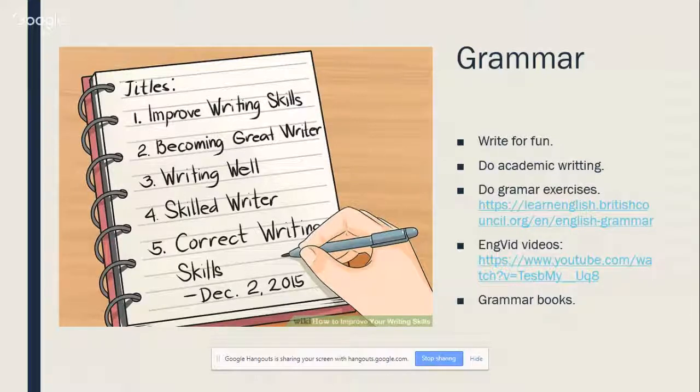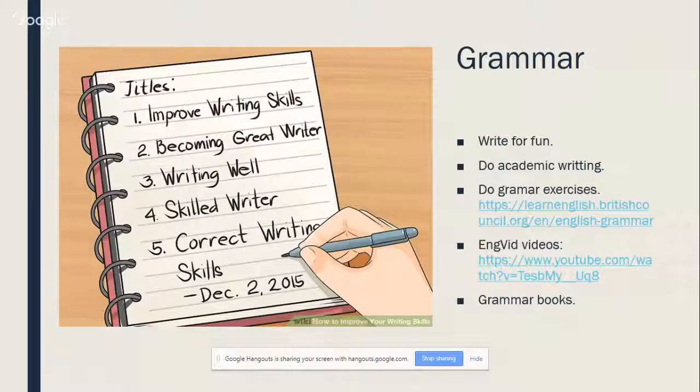And also, another thing we can do in order to improve our grammar is to do academic writing, right? Yeah. For example, what you are doing right now with your career, right? You're learning English, and you are doing lots of academic writing. That's a really good way to improve your grammar.